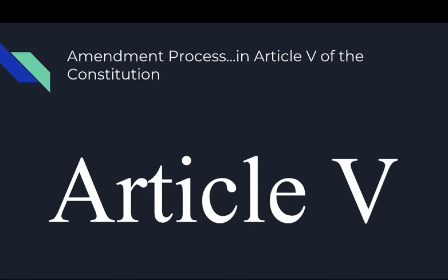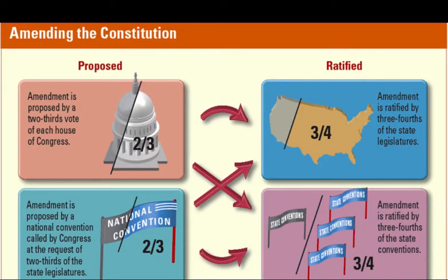So let's check out what the process actually looks like. So there are two separate ways that you can amend the Constitution. It can go through Congress. It can also go through state legislatures. The way on the bottom, if you just follow the National Convention and 3/4 of state conventions, that has never happened. The bottom way has never happened at all.